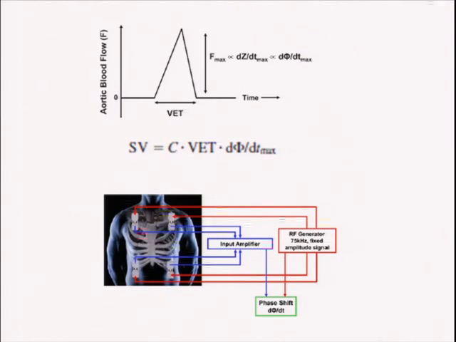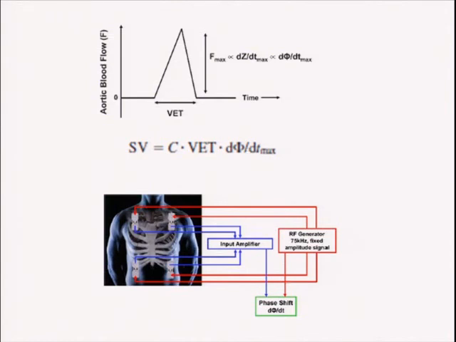So this is schematically what it looks like. You have 2 electrodes on each side, an emitting and a receiving electrode. And this is the formula for stroke volume, which is a constant times the ventricular ejection time, which it gets from the EKG signal, and that is the phase change. So it's the phase change over time.